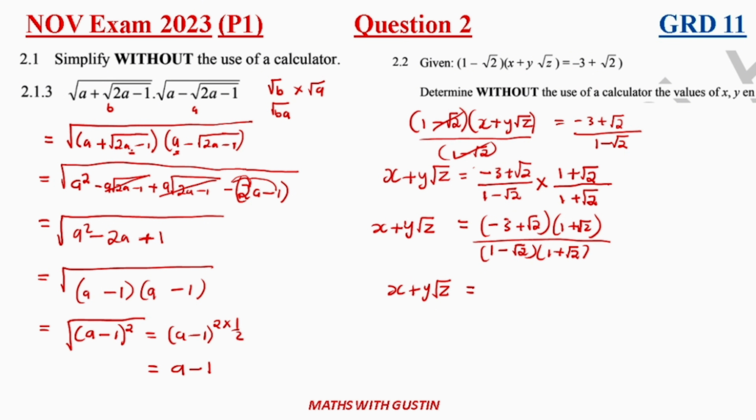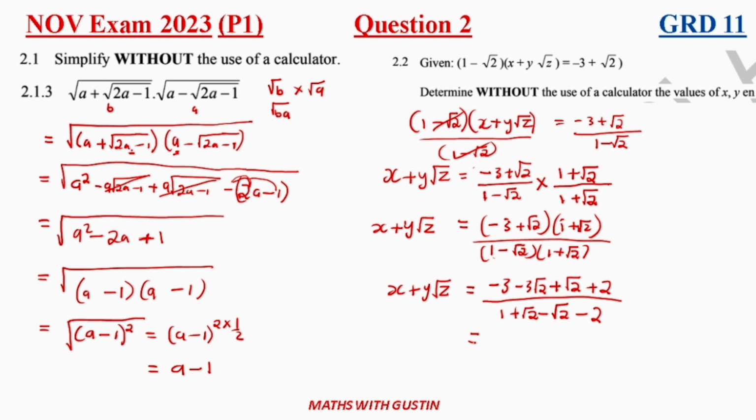Negative 3 times 1 is going to give us negative 3. Negative 3 times square root of 2 is negative 3 square root of 2. Square root of 2 times 1 is going to give us plus square root of 2. Square root of 2 times square root of 2 will give us 2 here. And therefore at the bottom, 1 times 1 is going to give us 1, 1 times square root of 2 is square root of 2, negative square root of 2 times 1 is negative square root of 2, and negative square root of 2 times square root of 2 is going to give us negative 2.